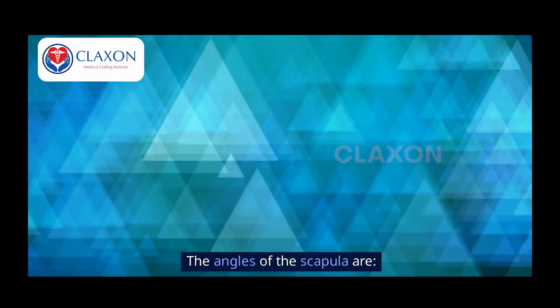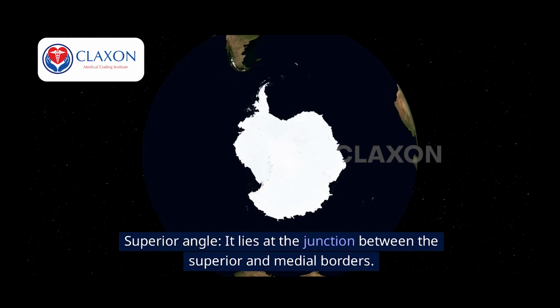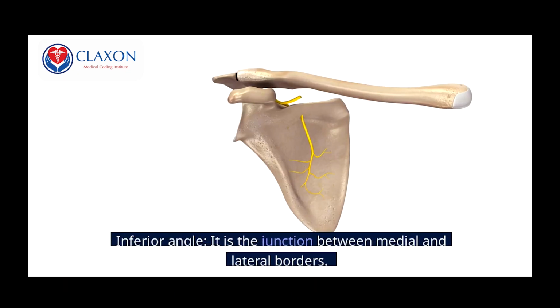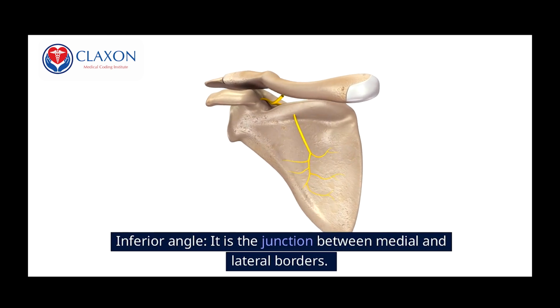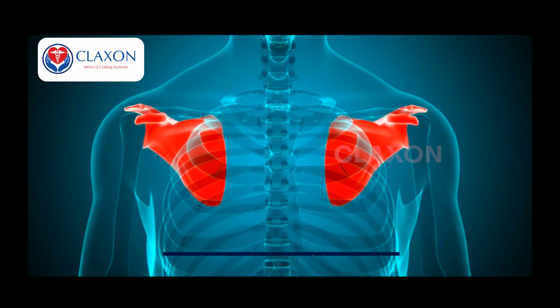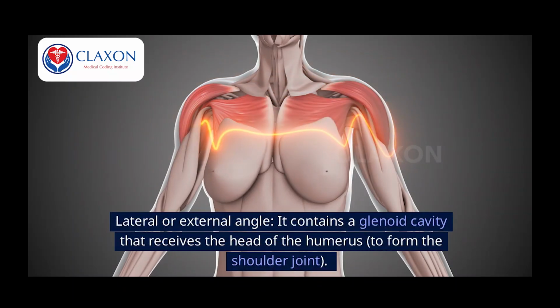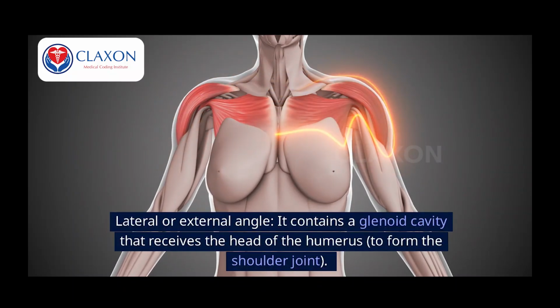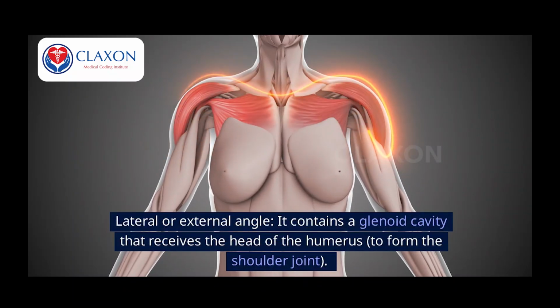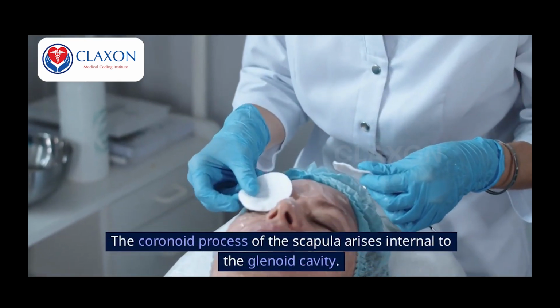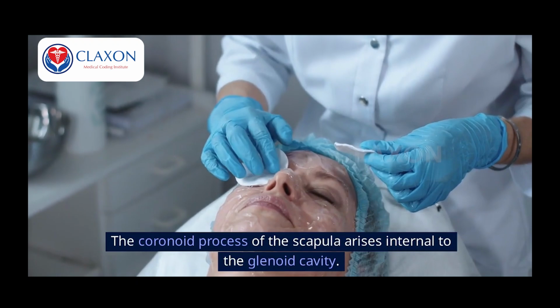The angles of the scapula are: superior angle. It lies at the junction between the superior and medial borders. Inferior angle. It is the junction between medial and lateral borders. It is the lowest point of the scapula. Lateral or external angle. It contains a glenoid cavity that receives the head of the humerus to form the shoulder joint. The coracoid process of the scapula arises internal to the glenoid cavity.